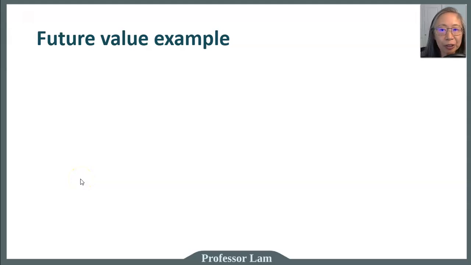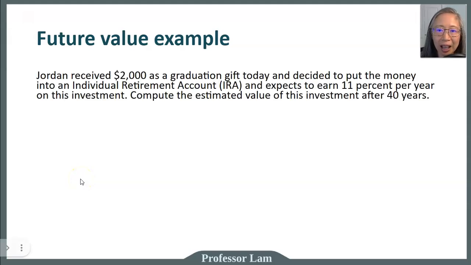Let's start with a future value example. Jordan, this is from the textbook as well. Jordan received $2,000 as a gift, and they are going to save the money. They open an IRA, an individual retirement account. They expect to earn 11% per year, and they want to know, if they leave this money in the account for 40 years, how much would that money grow to?